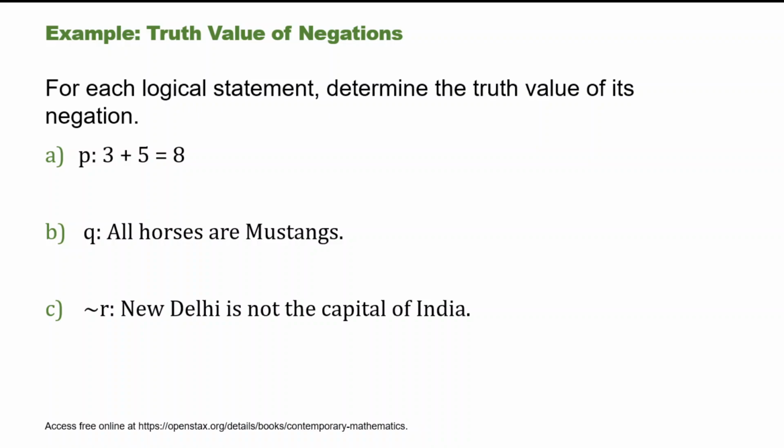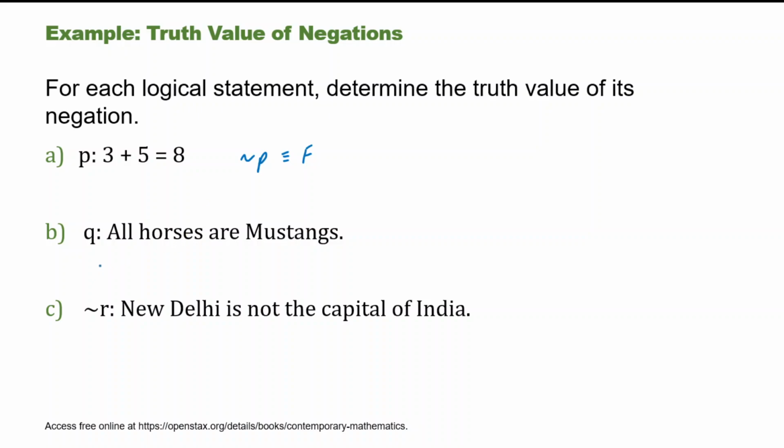Example, truth value of negations. For each logical statement, determine the truth value of its negation. Part A. The statement P is defined as 3 plus 5 equals 8. Now, because 3 plus 5 does equal 8, the negation of P is considered false. So I'm going to write that not P is logically equivalent to false.